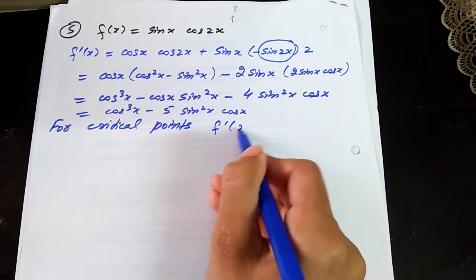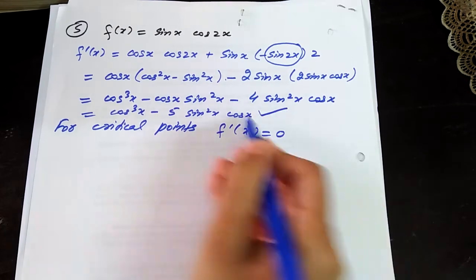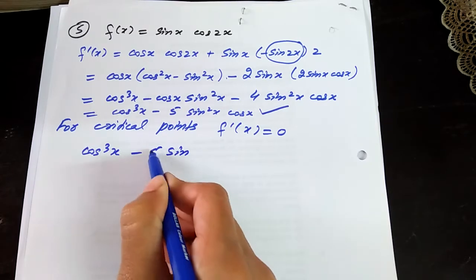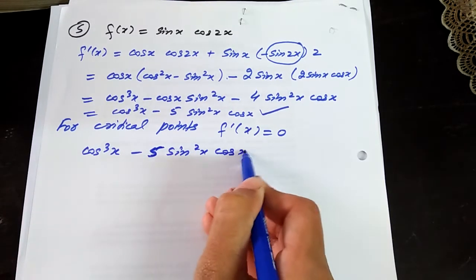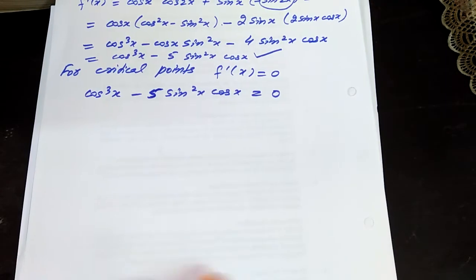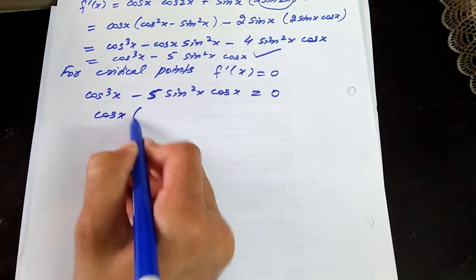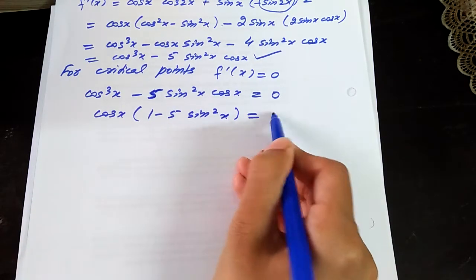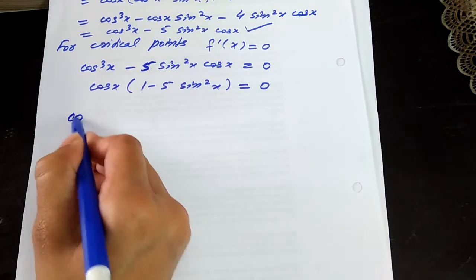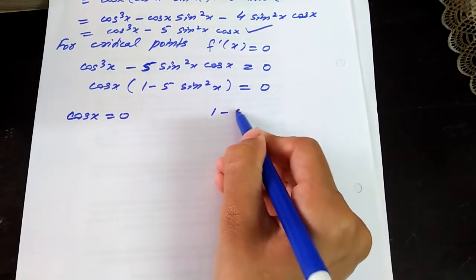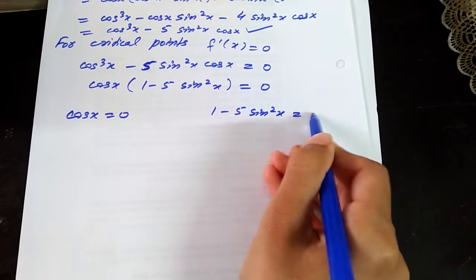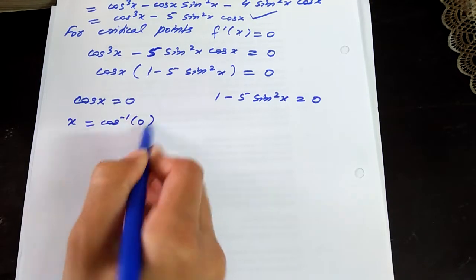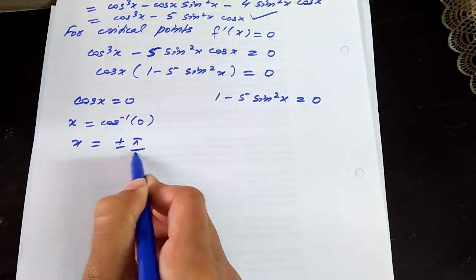For critical points, f dash of x must be equal to 0. This means this term must be equal to 0. So cos cube of x minus 5 sine square of x cos of x will be equal to 0. Now I can take the cos of x common. Inside I will be left with 1 minus 5 sine square of x equals 0. So it means cos of x equals 0 or 1 minus 5 sine square of x equals 0. So x equals cos inverse of 0. So it means x could be plus minus pi by 2.